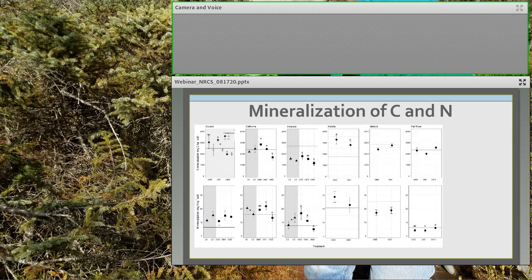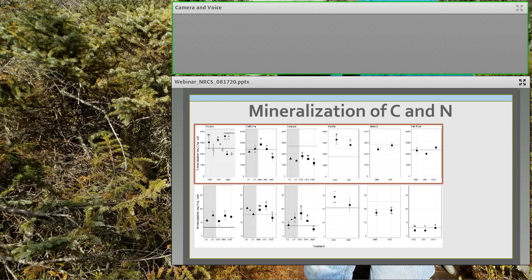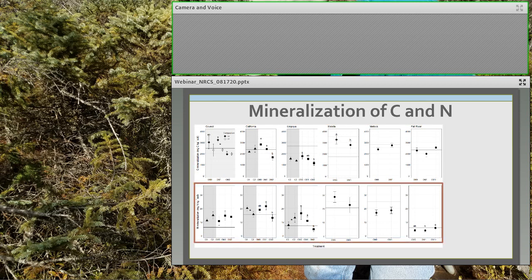Here we have the graphs of soil carbon and nitrogen mineralization, with along the top row the y-axis being C mineralization, and along the bottom row having N mineralization. Both of these are in milligrams C or N per kilogram of dry soil.